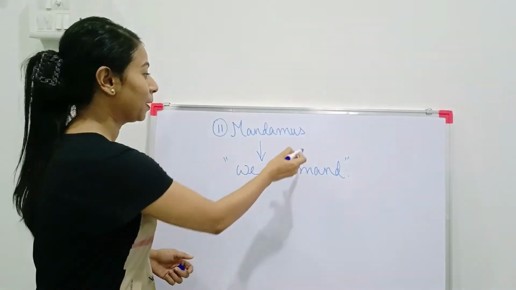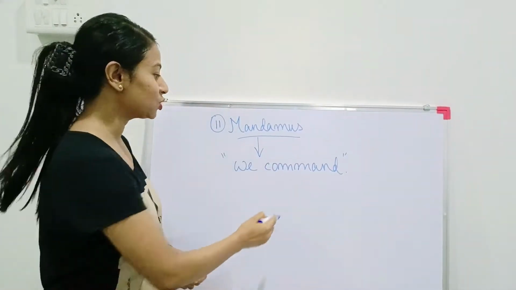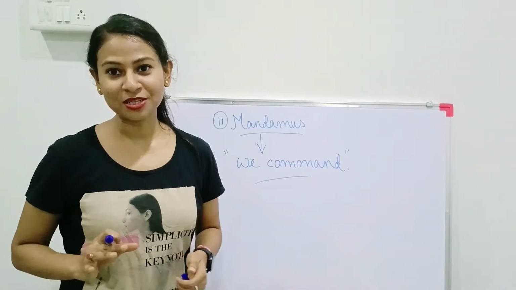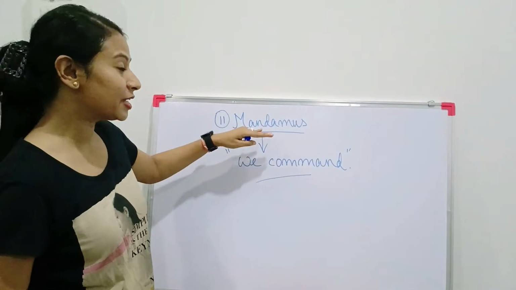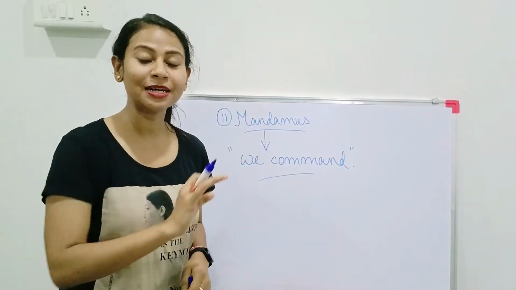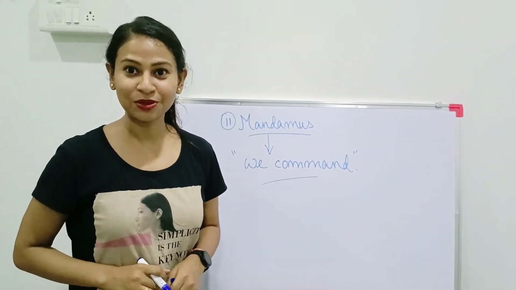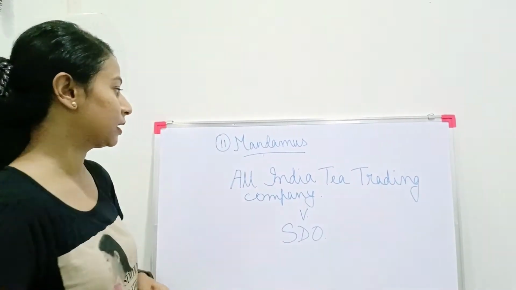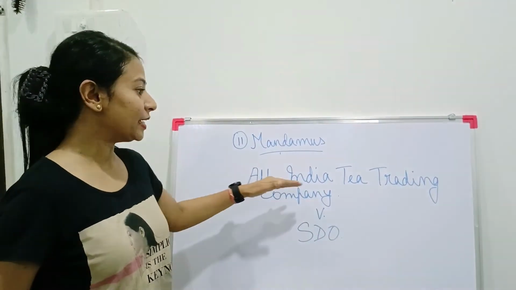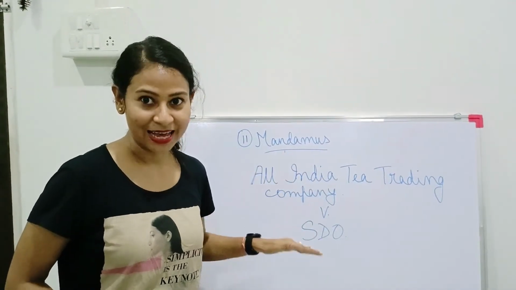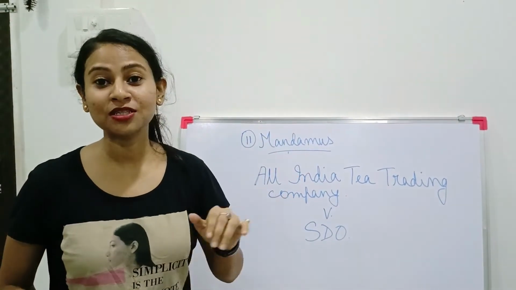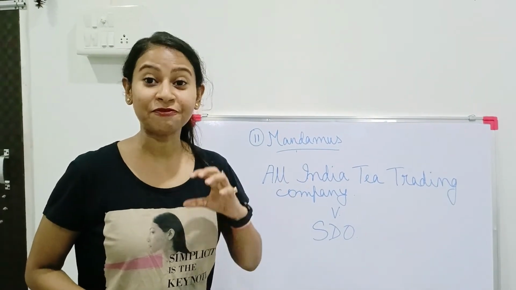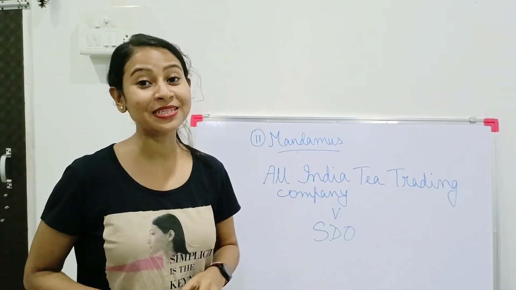Number 2, mandamus. Mandamus means we command. If any public officer does not perform his duty well, then by using the writ of mandamus, one can command that public officer to perform his duty well. In this case, All India Tea Trading Company versus SDO, the writ of mandamus was used against a land acquisition officer who erroneously refused to pay interest on the compensation amount.